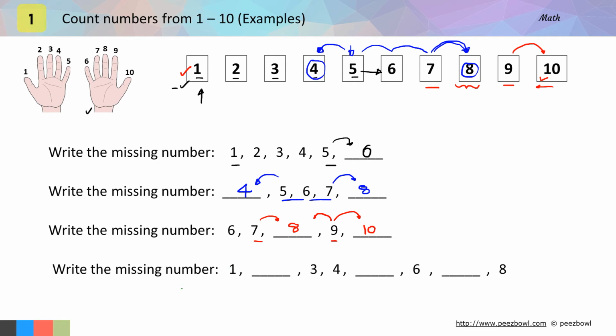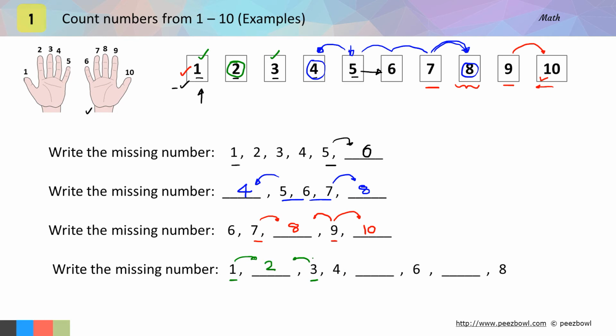Okay, so in this example, we need to find out the number which comes after 1 and before 3. In other words, we need to find out the number which comes between 1 and 3. Refer these numbers. So we have 1 here, we have 3 here. In between 1 and 3, we have 2. Let us write it down.